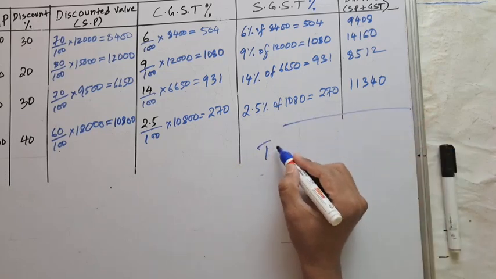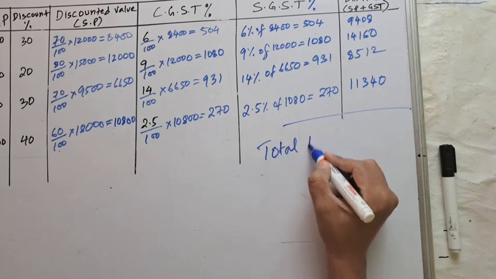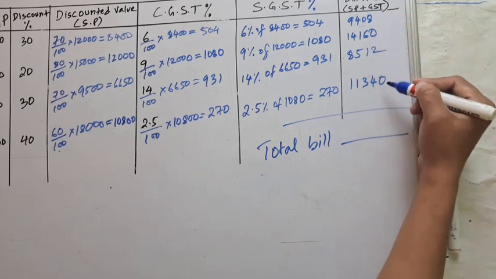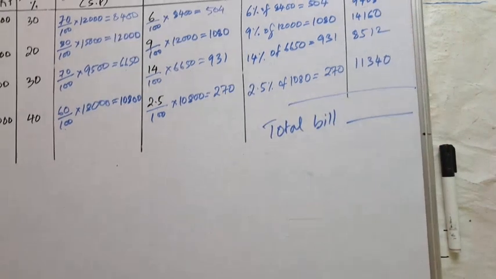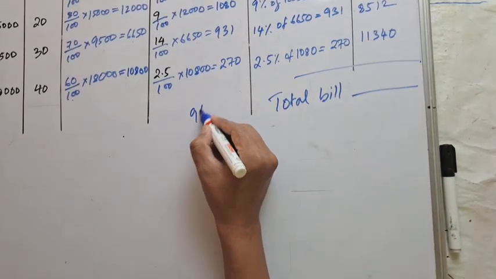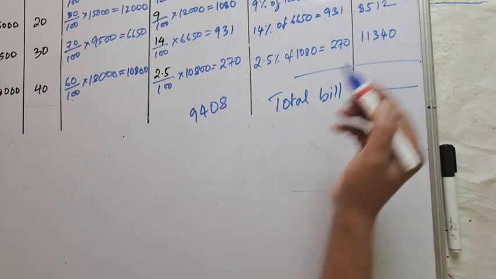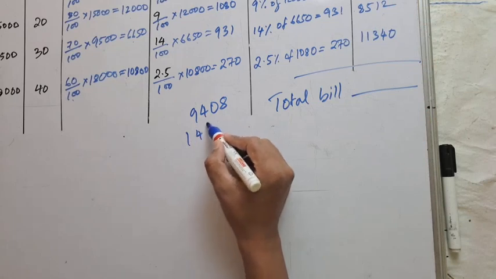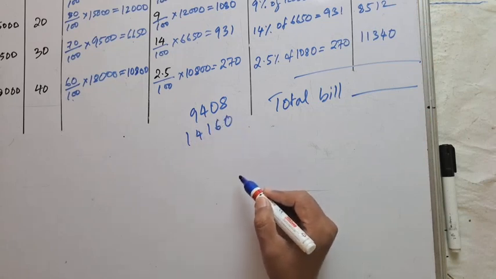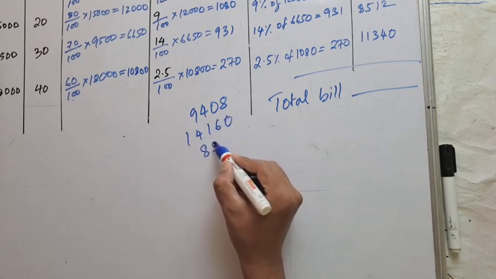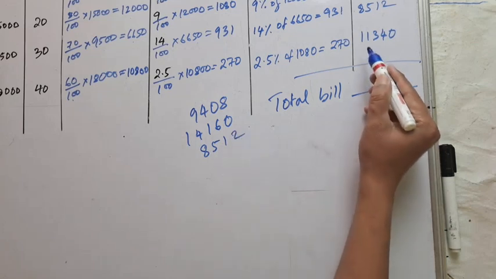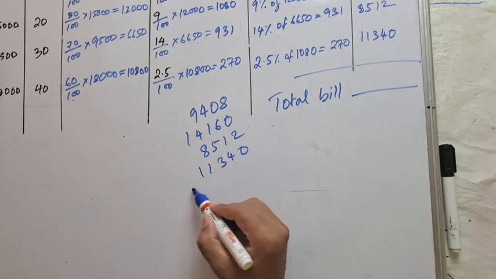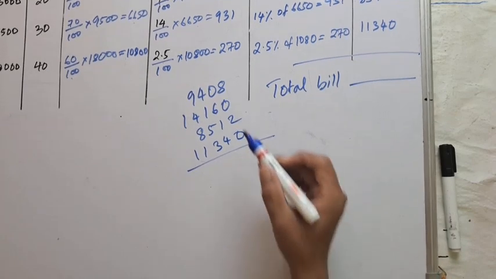So the total bill will be the addition of all these bills, isn't it? So 9408, the first one. Second one 14160. Third one 8512. Fourth one 11340. Let us add all of this.